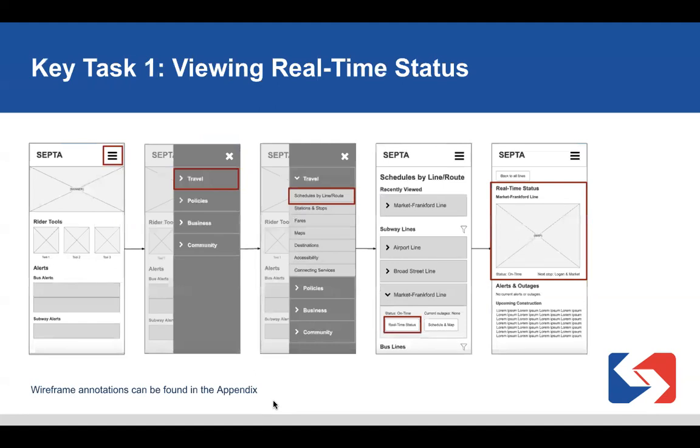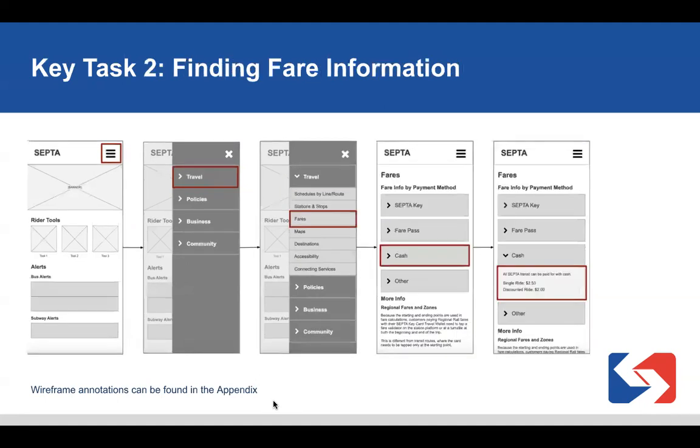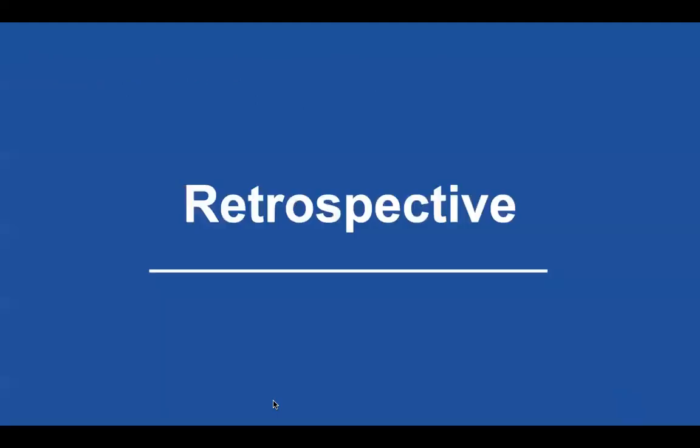When it comes to the wireframes for the first key task, again, I used the updated sitemap to inform the path that users would go to find that information. Similar thing for task 2. I used the sitemap to inform the way that this should flow.